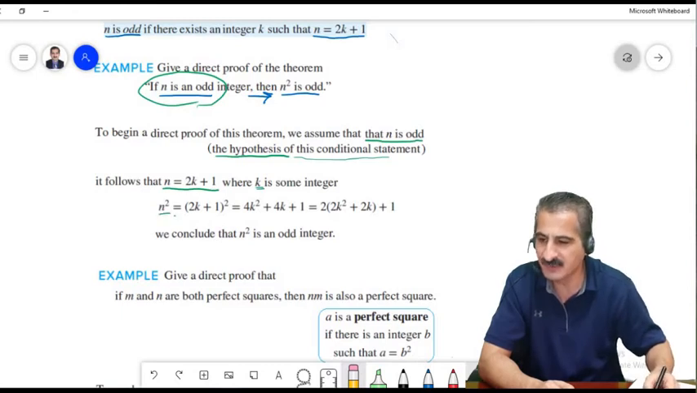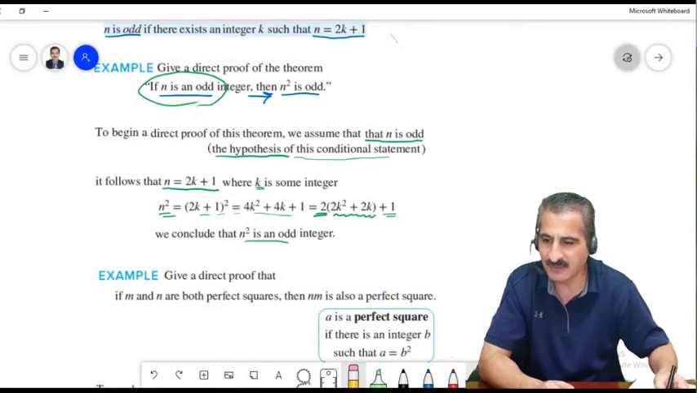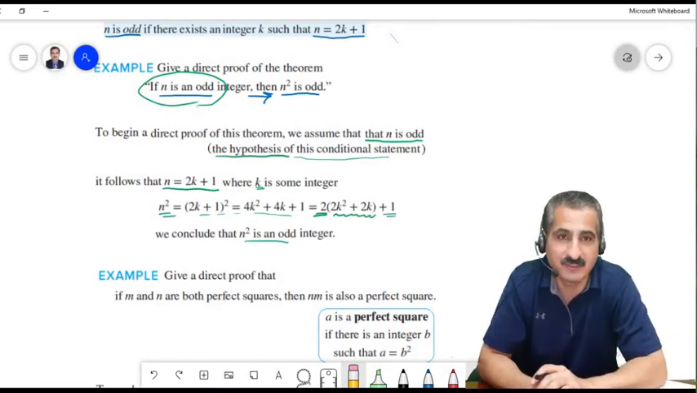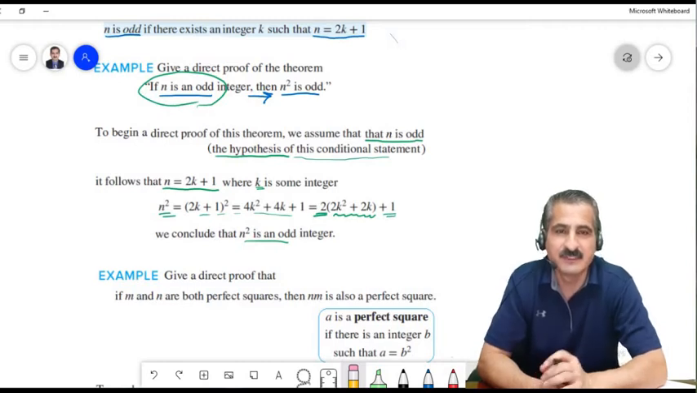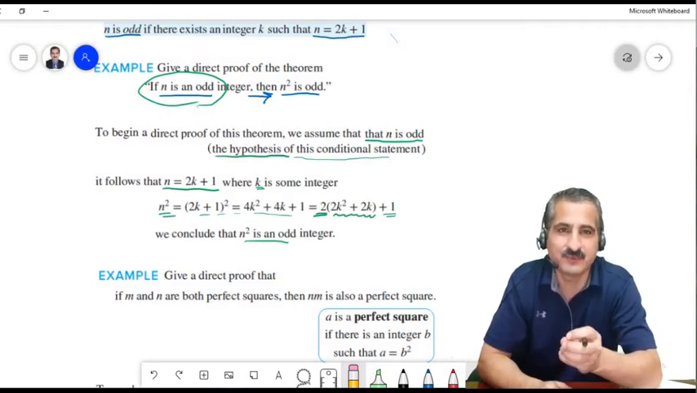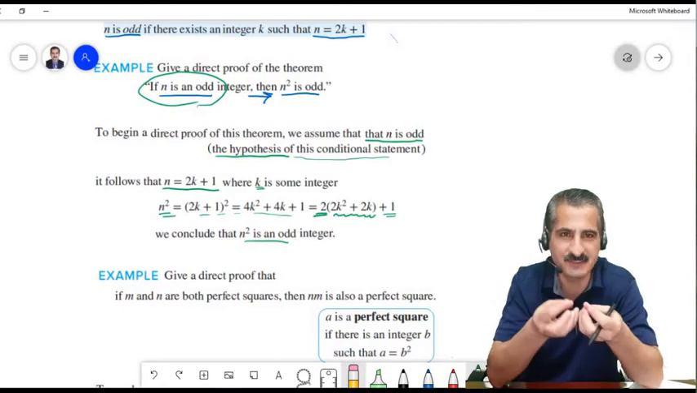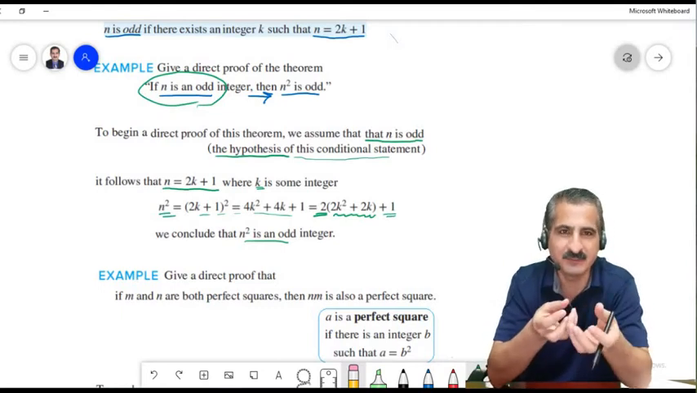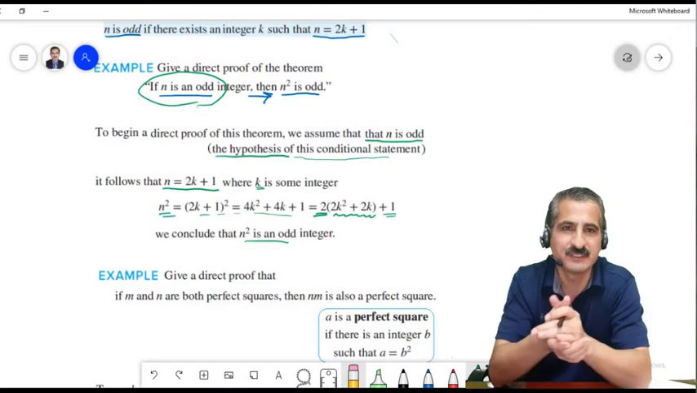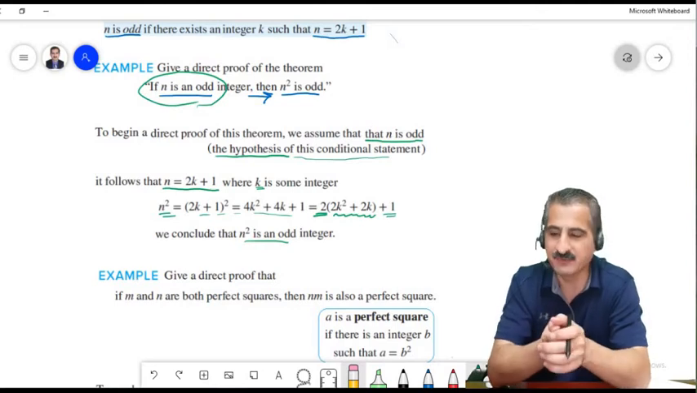Now square it, and then we go all the way. We get the square to be 2 times some integer plus 1. And we conclude that n square is an odd integer. So it is an easy proof, but this shows us a direct proof. We used the hypothesis, we played with it, and we reached the conclusion. So this is direct proof.